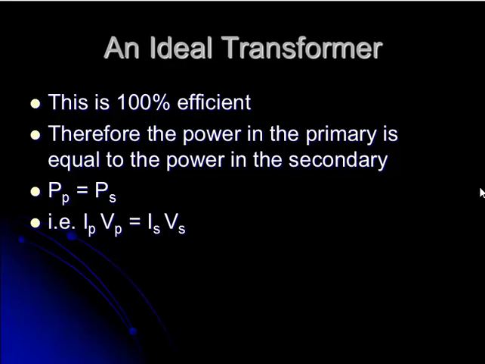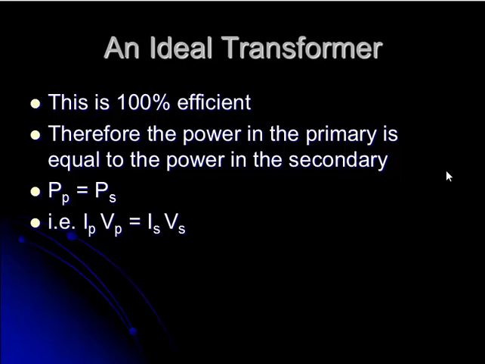Ideally, a transformer is 100% efficient. So that means the power in the primary coil is equal to the power in the secondary coil. So current times the voltage of the primary coil is equal to the current times the voltage of the secondary coil. That's if everything is 100% efficient.